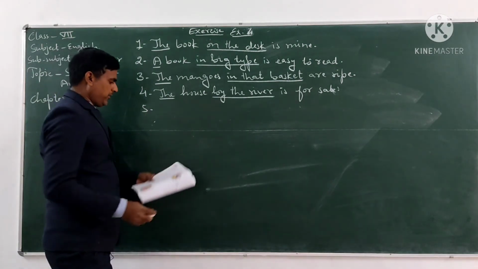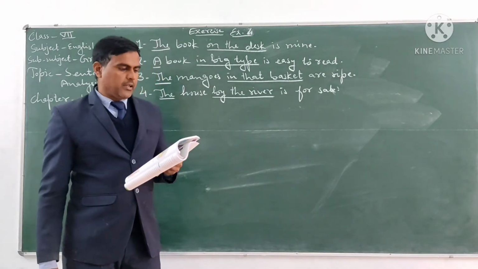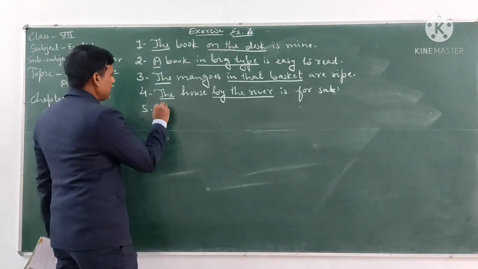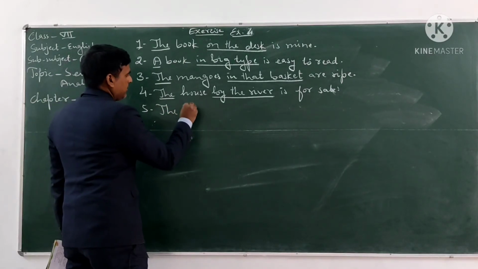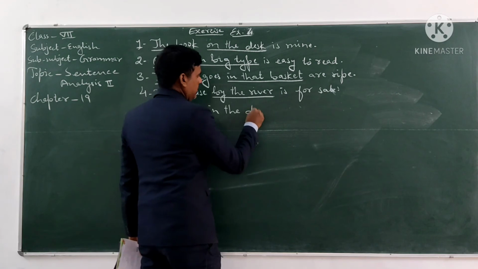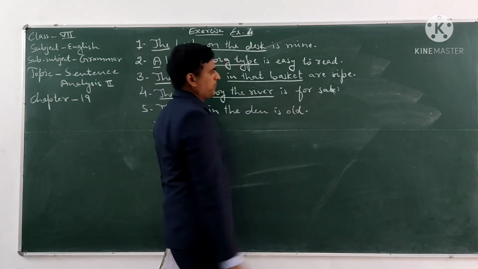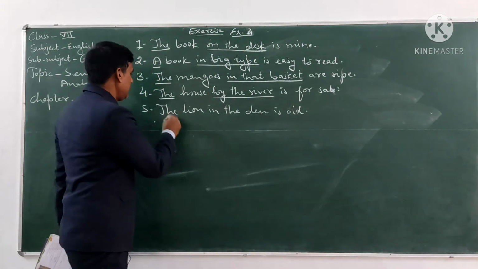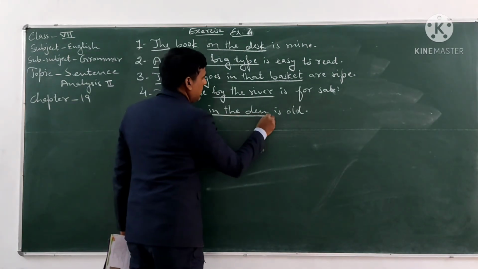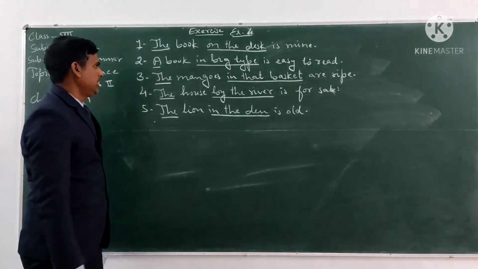Now see sentence number 5. Sentence number 5 is, the lion in the den is old. In this sentence, the and in the den are the enlargements of the subject.